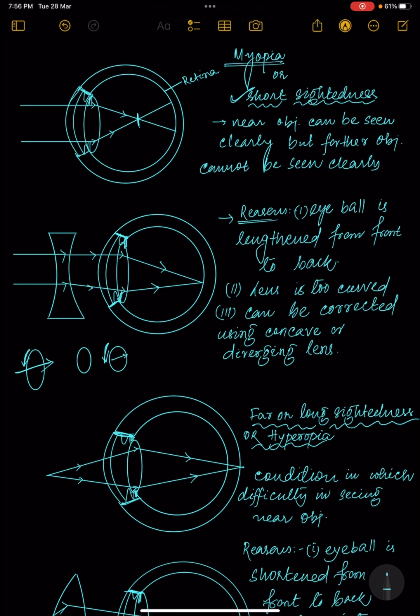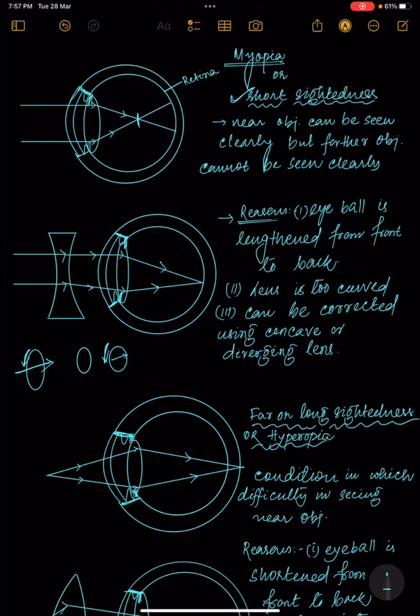It will lengthen, so the expansion will occur and it will be pressed from top and bottom, and at both ends it will be lengthened. So we can say that the lens is becoming curved. It is getting more curved than the normal condition. So the lens is too curved and it can be corrected using the concave or diverging lens. The diagrams can be asked in this question.